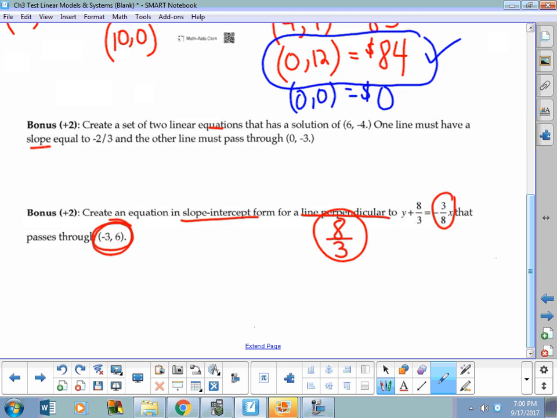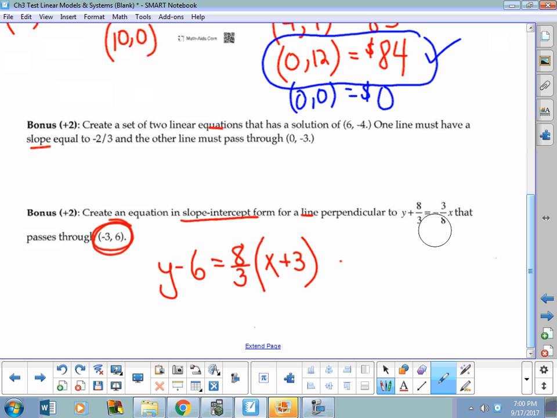And point slope form is just going to love this. So it's y minus 6, right? Equals positive 8/3, because perpendicular slope is the negative reciprocal, parentheses, x minus negative 3. There you have it. That is not in slope intercept form, though. I know what you're thinking there. This is still in point slope form. It was right for point slope form. So all I have to do is multiply this out and add the 6 on the other side. So I do have to finish it up.